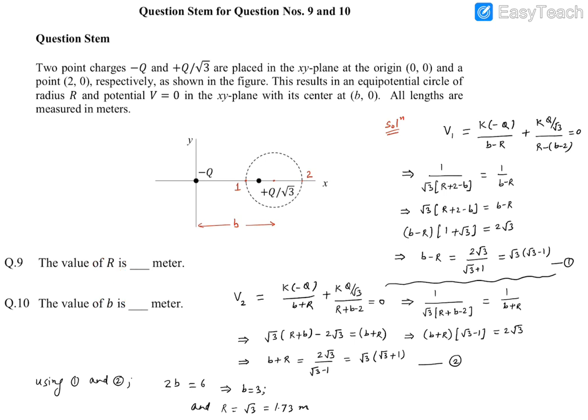So let's read this picture more deeply. This is the origin and charge minus q. This is a point which is (2, 0), so if we measure this distance, it is going to be 2 meters. And the circle, which is the dotted one, is of radius r, and its center has coordinate (b, 0). You will find this circle, which is equipotential, has a potential 0.